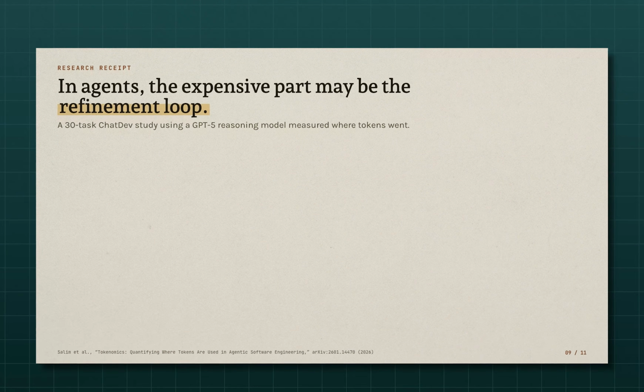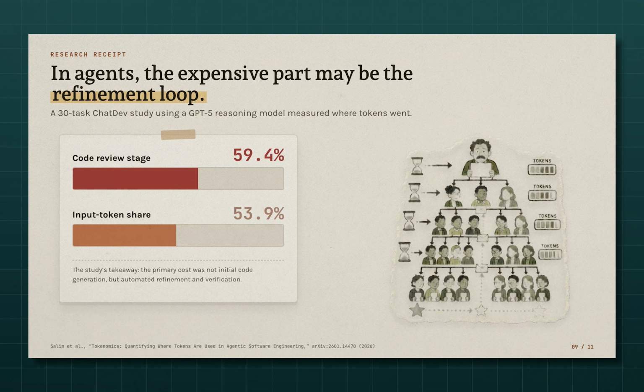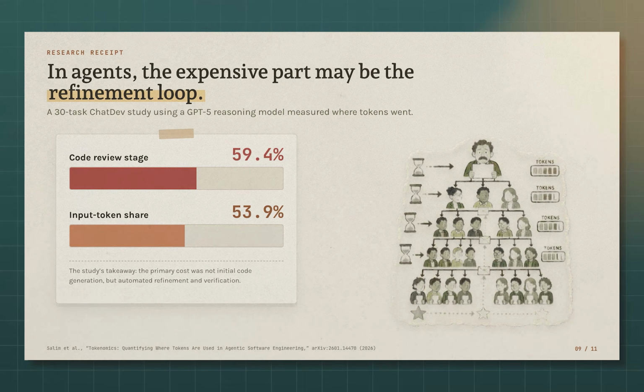Code review alone averaged 59.4% of the token usage, and input tokens average 53.9% of the entire total. And that's not a universal law. It is one framework, one model, and 30 tasks. But it shows why the final answer is a poor receipt. Much of the spend can happen in repeated context and refinement.